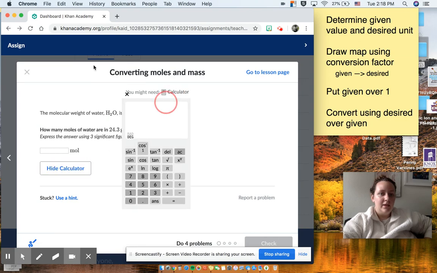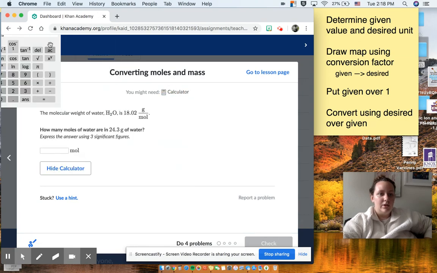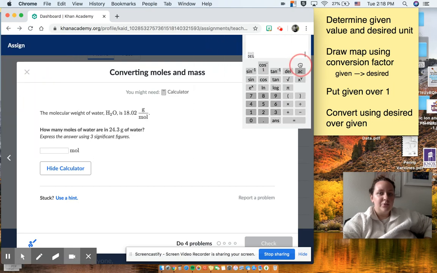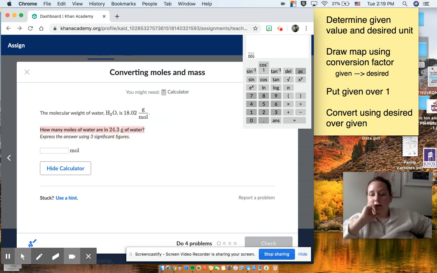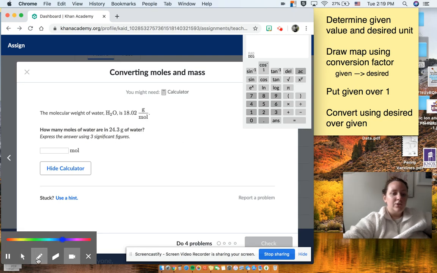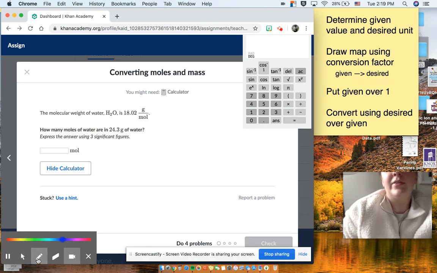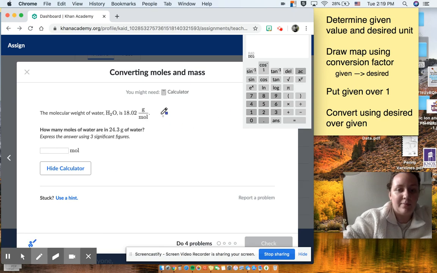Okay, so in this problem, the actual question is the one with the question mark, right? This is just some background information. So the question that we're being asked is, let me highlight the whole thing: How many moles of water are in 24.3 grams of water? So we're converting from grams of water. We're given an amount of grams of water, and we're trying to figure out how many moles of water that is, right? So I'm going to immediately start with step 1, determining my given value and my desired unit.